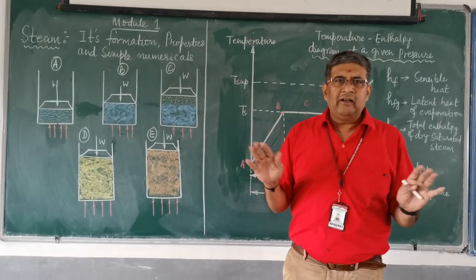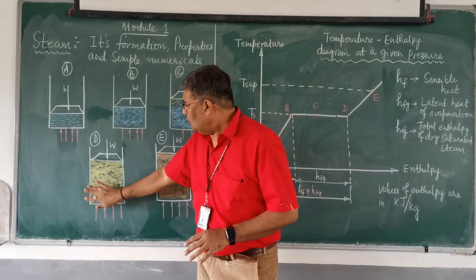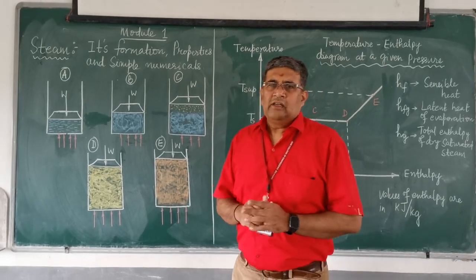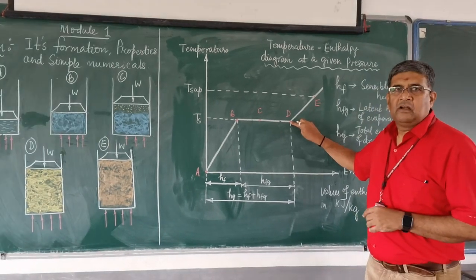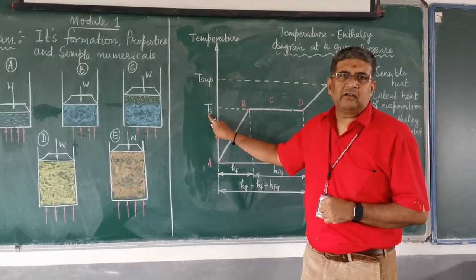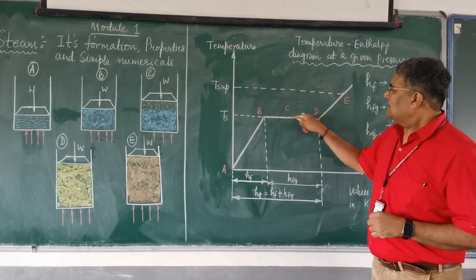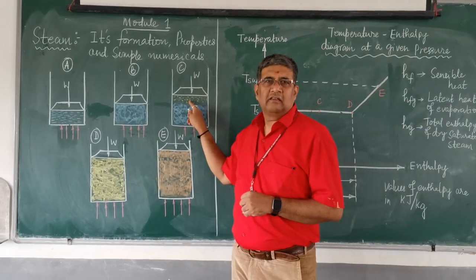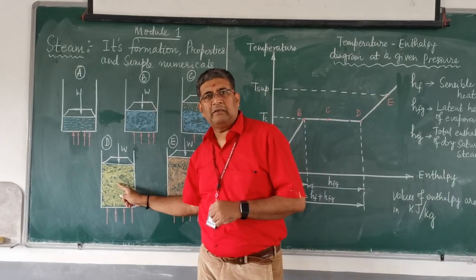There are no entrained or entrapped water molecules. That is denoted by D. This whole thing we call dry saturated steam, and it is represented by this point. Now if you look at the value of Ts, the saturation temperature, B and D are at the same temperature. That means water is boiling at the saturation temperature here, and we have dry saturated steam also at the same temperature.